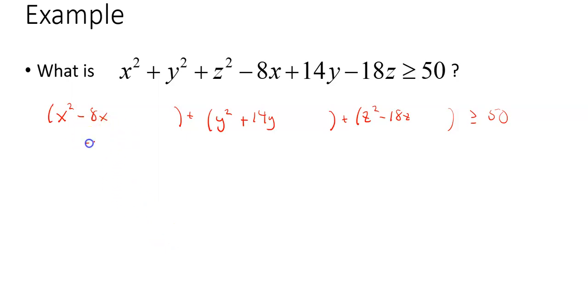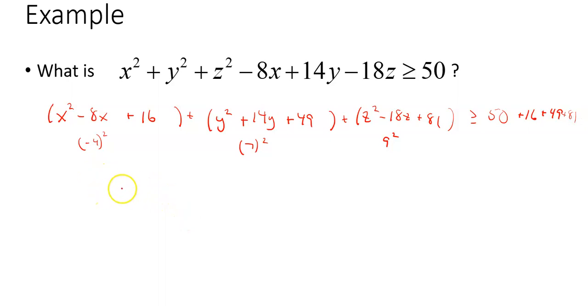So half of negative 8 is negative 4. Square it and I get 16. So if I add a 16 to this side, I add a 16 to that side. Half of 14 is 7. Square it and I get 49. So add a 49 here and a 49 there. Half of 18 is 9. 9 squared is 81, so add an 81 here and an 81 there.